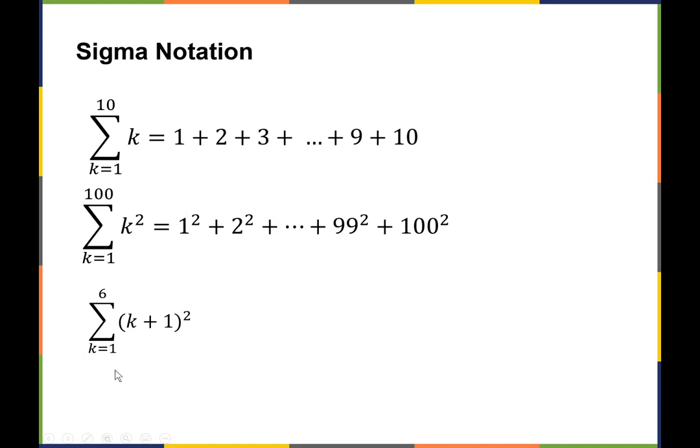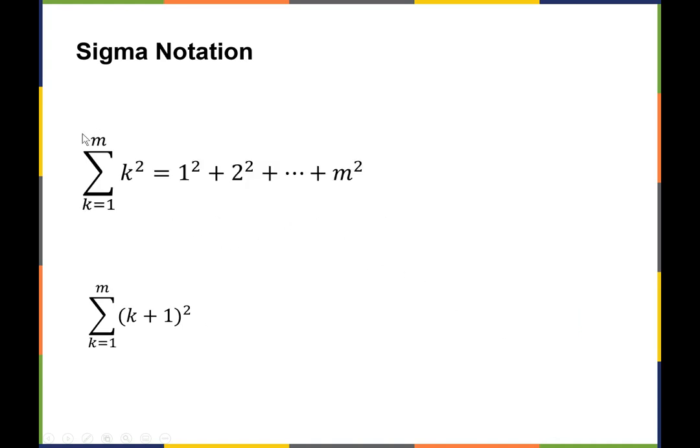I would like you to write out the right-hand side of this sigma notation problem. It's the sum from k equals 1 to 6 of (k plus 1) squared. Pause the video right now and write out the right-hand side of this. All right, were you able to do that? Hopefully you got (1 plus 1) squared, that's my k. The next one would be (2 plus 1) squared, all the way up to (6 plus 1) squared.